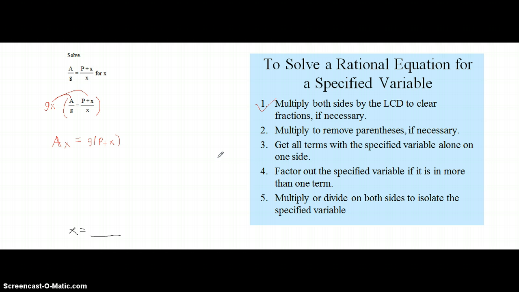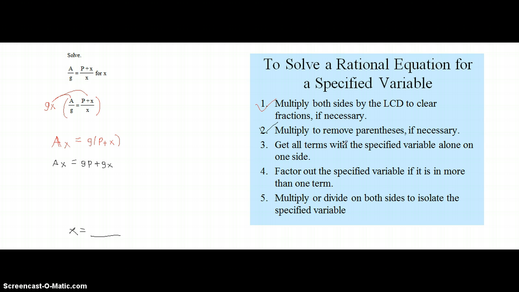Step 2 is multiply to remove parentheses if necessary. So I will just now distribute through this g. So I'll have ax equals gp plus gx.